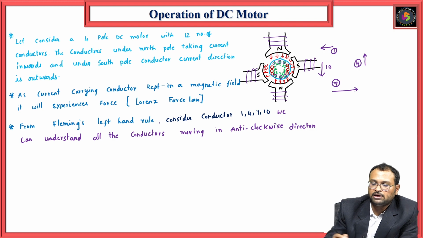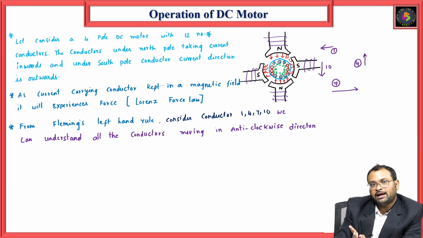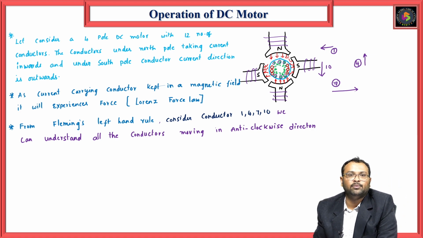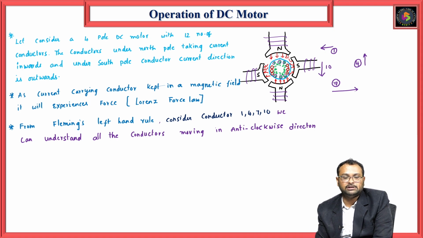Otherwise, another thing is to change the polarity: under the north pole you give the outward direction of current, and under the south pole you give the inward direction, then the direction of the current will also change. So there are 2 methods. Either we can change the field current or we can change the armature current we are providing. Because we are giving electricity, it is generating mechanical energy. If you change either of these 2, the direction of the motor will change. So this covers the operation of DC motor.